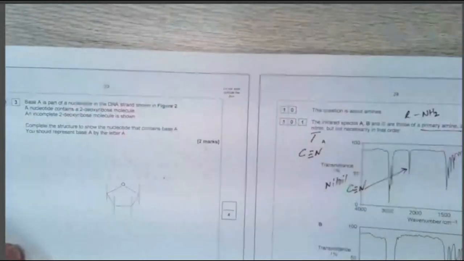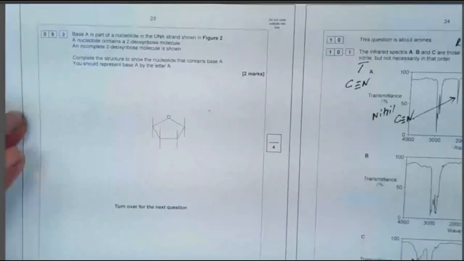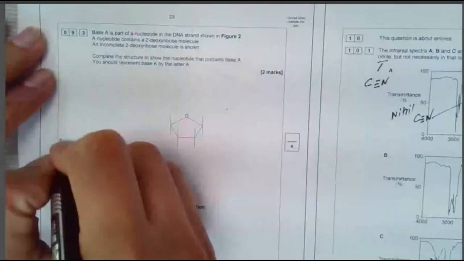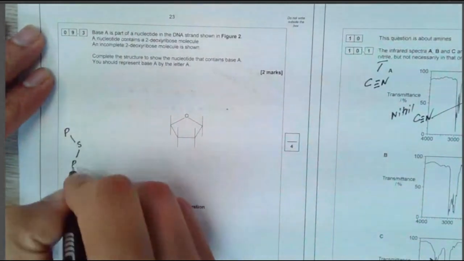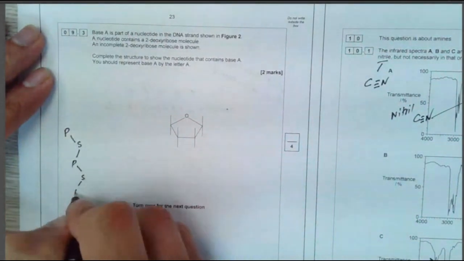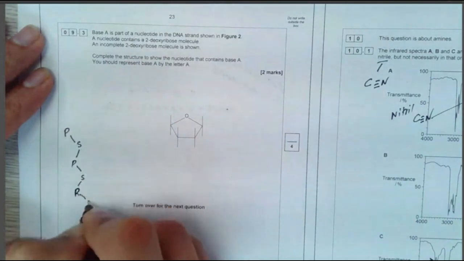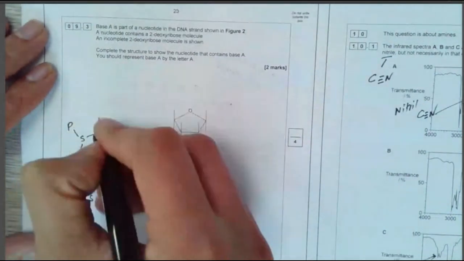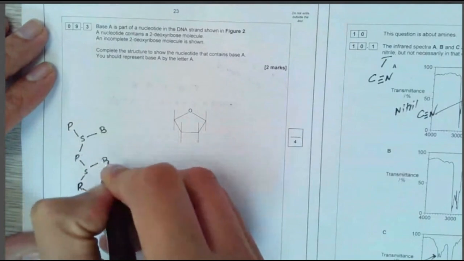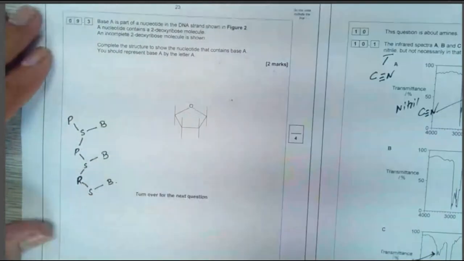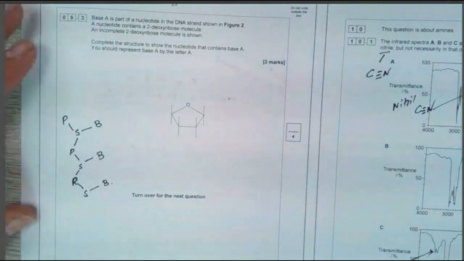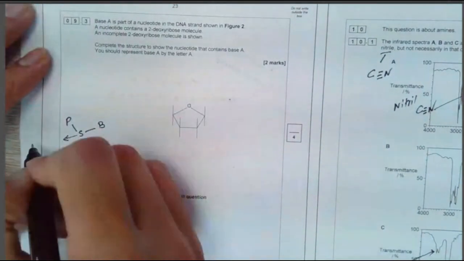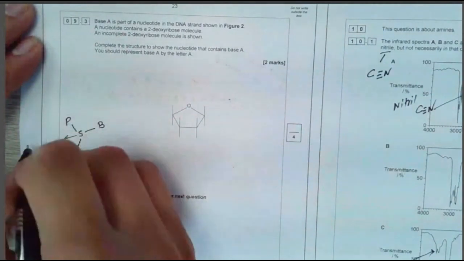Next part. Now, when it comes to DNA, it's always phosphate, sugar, phosphate, sugar, phosphate, sugar. And here you will have base. Here you'll have base. Here you'll have base. This sugar is always 2-deoxyribose.